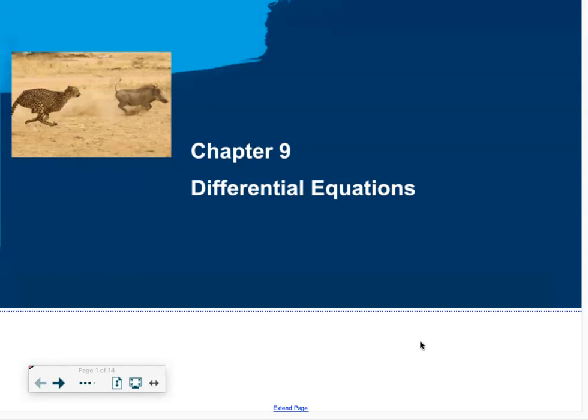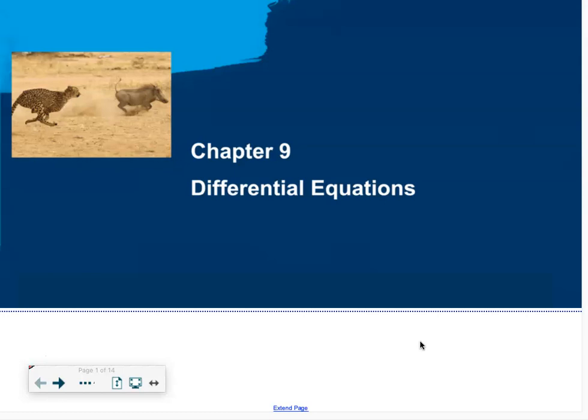We will learn slope fields, which is basically a way to get a visual representation of the solutions to a differential equation. It's kind of funky, but it's fun. Most people like slope fields. So we'll learn slope fields.